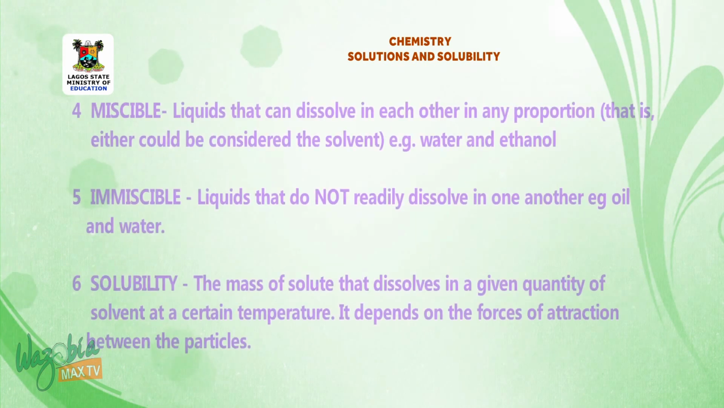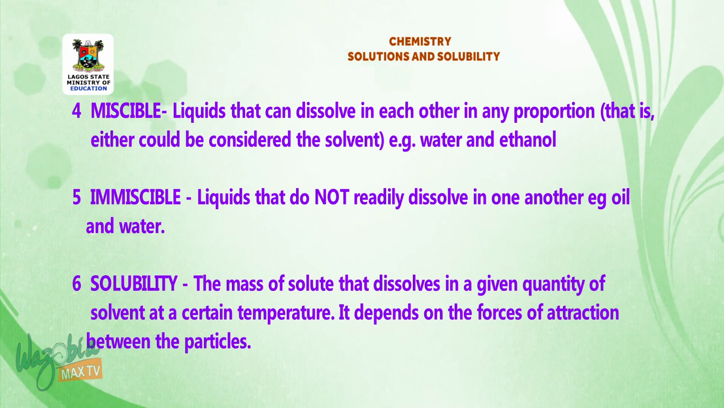Other terms. 4, miscible. Liquids that can dissolve in each other in any proportion, that is, either could be considered the solvent, e.g. water and ethanol. 5, immiscible. Liquids that do not readily dissolve in one another, e.g. oil and water. 6, solubility. The mass of solutes that dissolve in a given quantity of solvent at a certain temperature. It depends on the force of attraction between the particles.